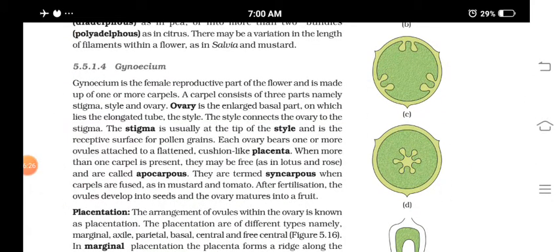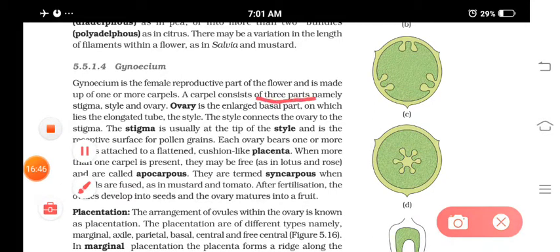Okay, so the next topic is what? Gynoecium. Gynoecium is what? The female part of the flower, and it is made up of what? Units called carpels. What are carpels? Carpels are the units of gynoecium, and each carpel will have three parts. What are they? Ovary, style, and stigma. This much forms the carpel.